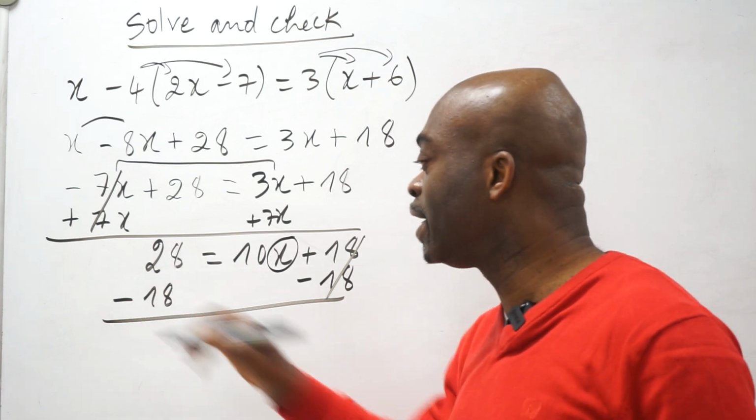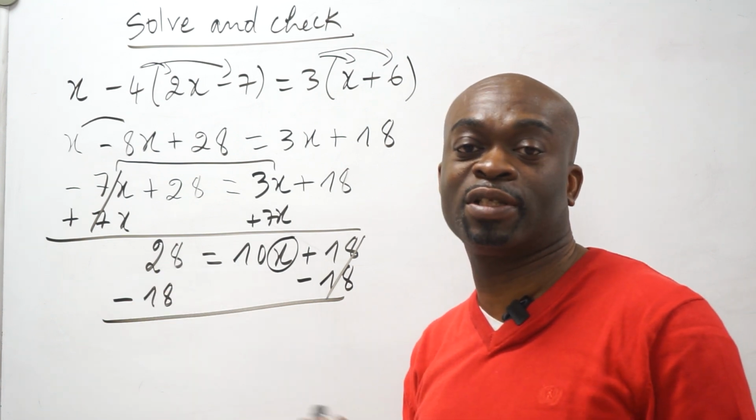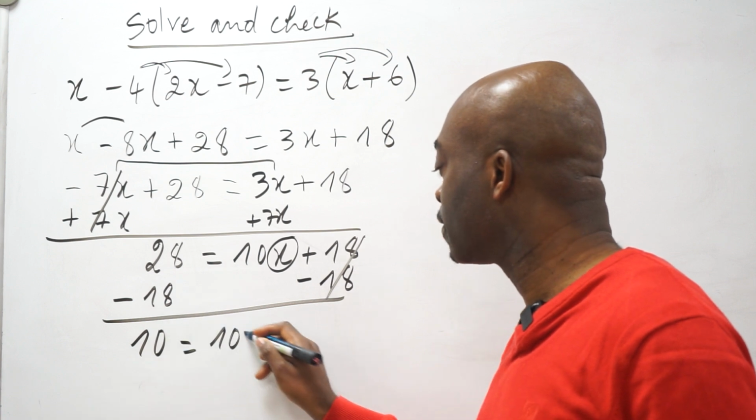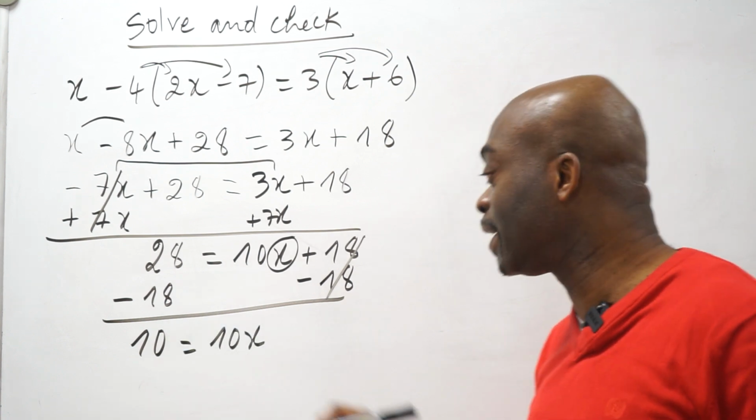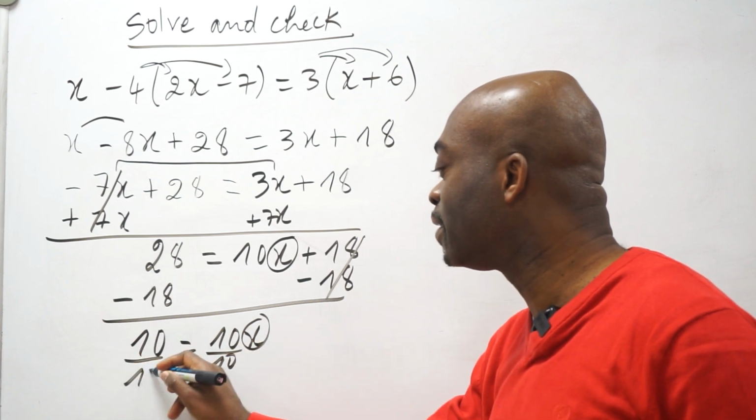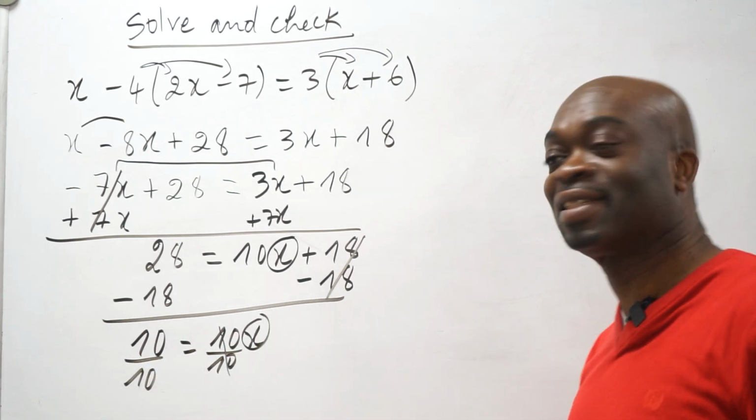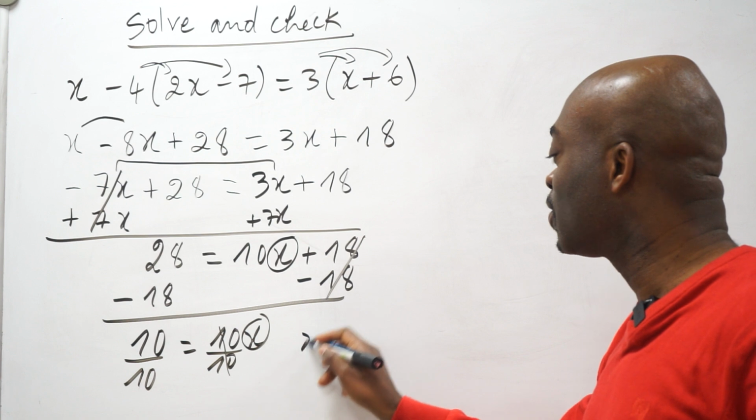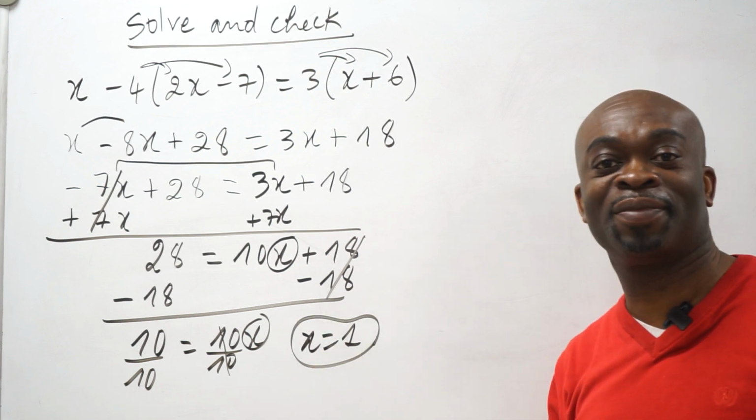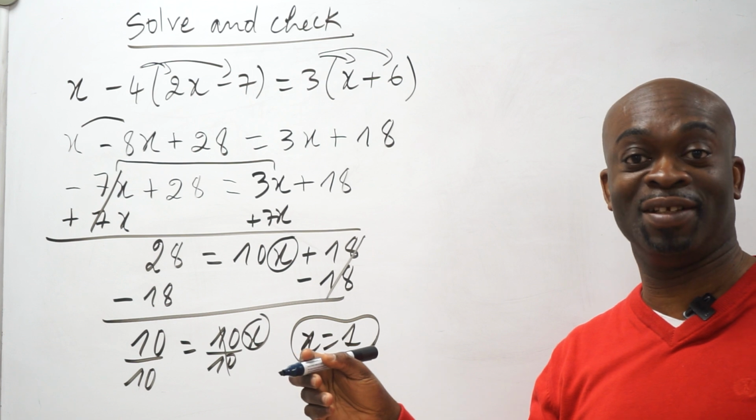And then we end up with 28 minus 18, which gives us 10. So we have 10 equals 10x. And as we're solving for x still, we divide by 10 on both sides. Once we do that, x is going to be equal to 1. So x equals 1 is our potential answer, all right, until we prove it, okay?